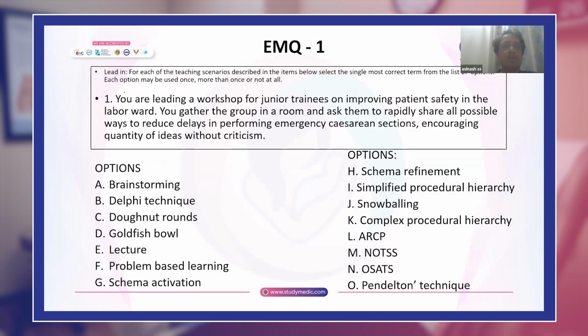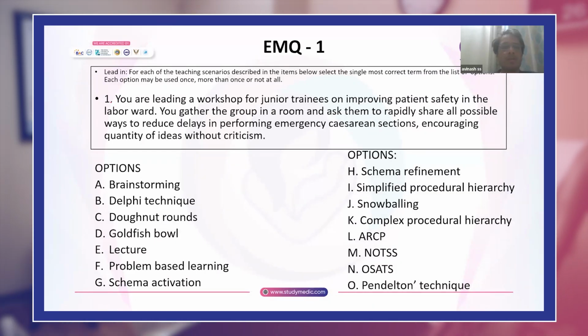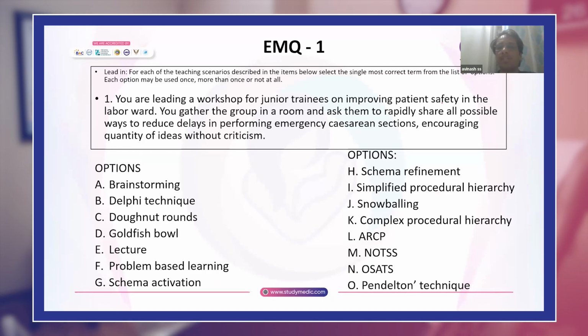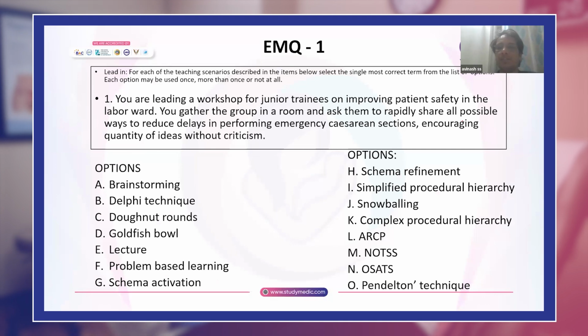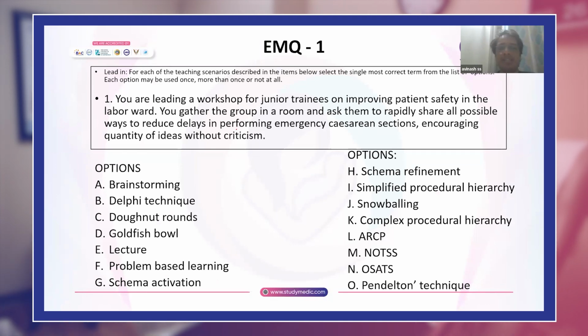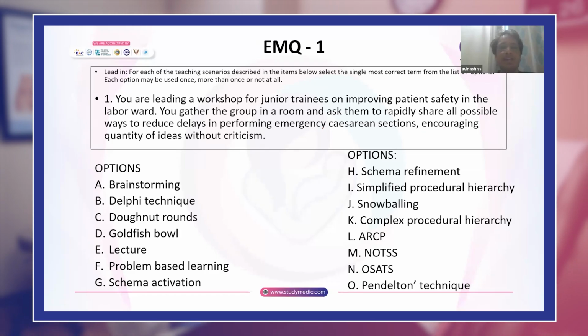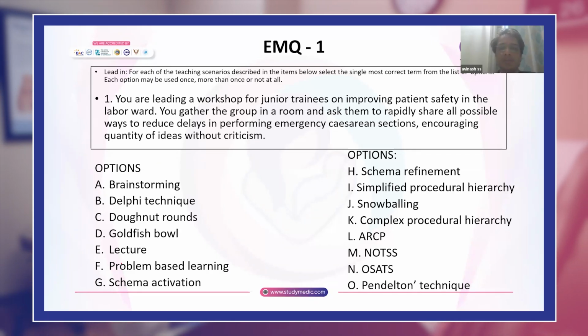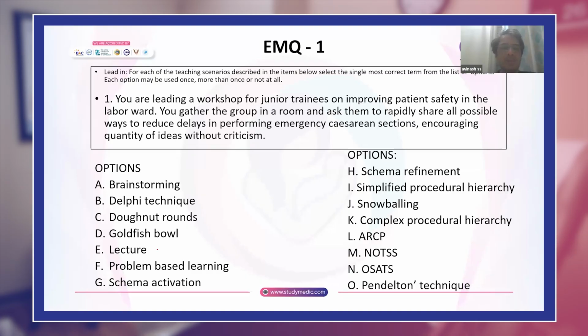So you can see that here. This is the lead-in. If you are leading a workshop for junior trainees on improving patient safety in the labor ward, you gather the group in a room and ask them rapidly, share all possible ways to reduce the delays in performing emergency cesarean sections, and you encourage quantity of ideas without any criticism. So these are the options. So we can choose one from these options.